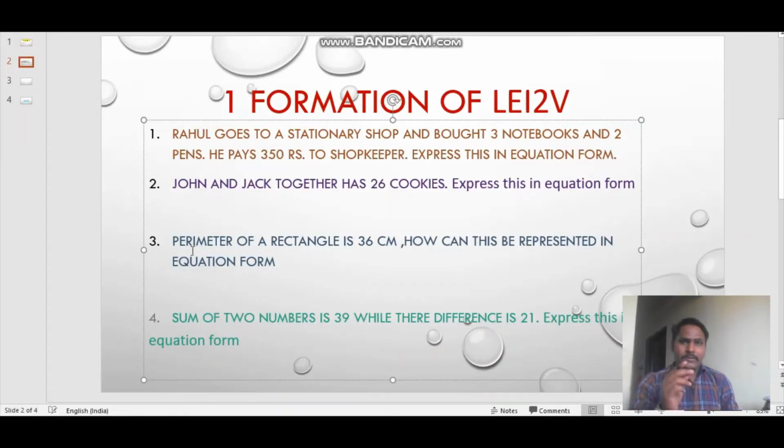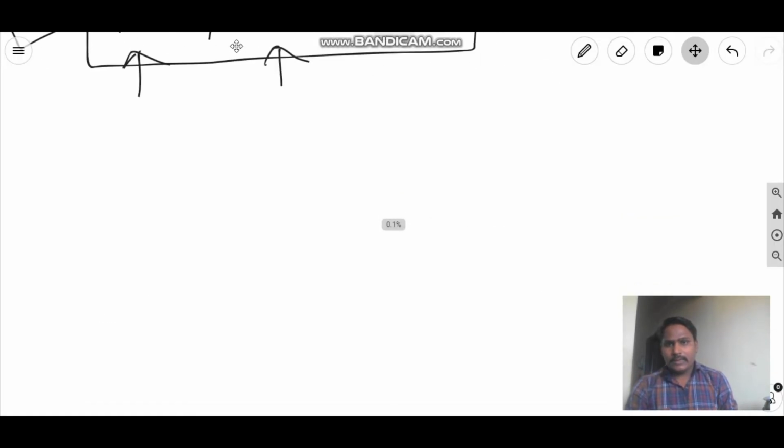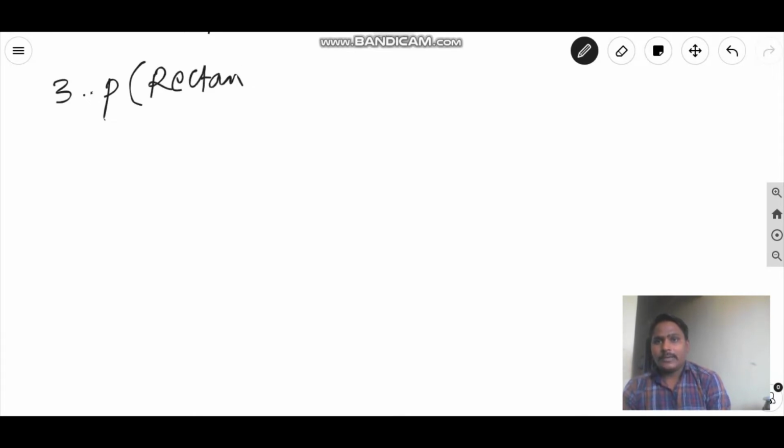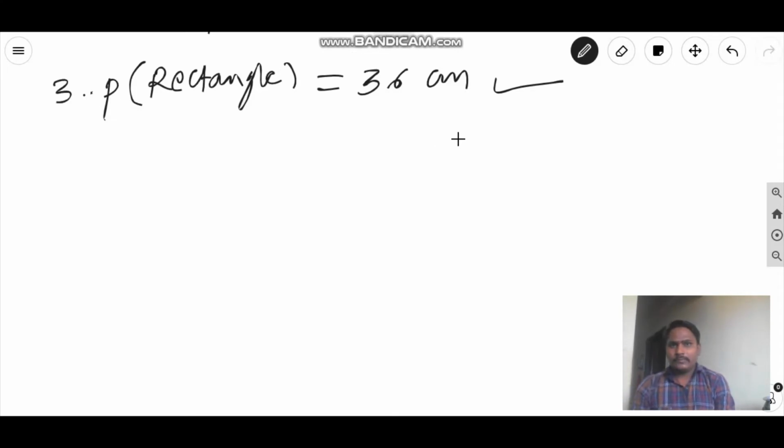Now this third example is very important: the perimeter of a rectangle is 36 centimeters. How can this be represented in equation form? In our third example, the perimeter of a rectangle is given and it is 36 centimeters. So only one thing is known. Now we have to recapitulate the formula for the perimeter of a rectangle.